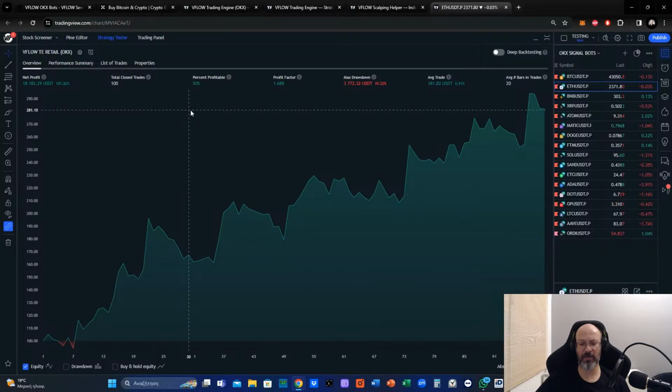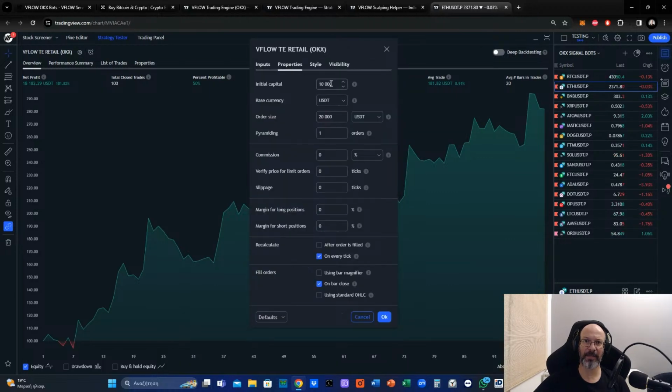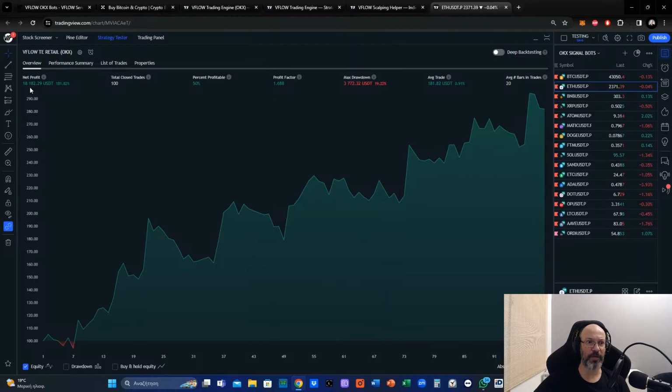So what do we take out from this testing? We take out that by having an initial capital of 10,000 USDT and opening an order size of 20,000 USDT, we are going to make a net profit of 18,000 within 1 year, meaning 180% profitability. Starting from 10,000, we almost made 20K. Now, within the course of this trading period, we had at least 2 times where we had a drawdown, and our max drawdown was 3,700 USDT.